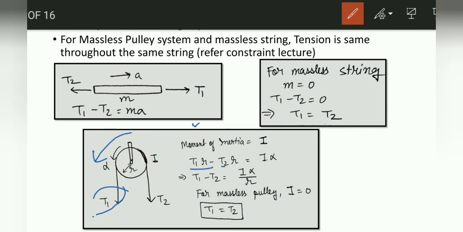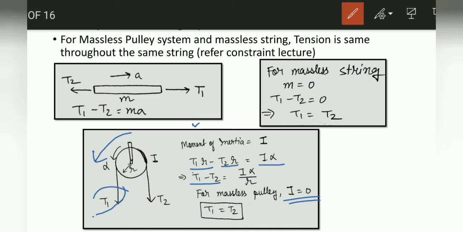So T1R minus T2R, that is the torque of T1R minus T2R, is I into alpha. These all things are there in rotational mechanics. So T1 minus T2, I am taking R down this side, so I alpha by R. For massless pulley, I is equal to 0.